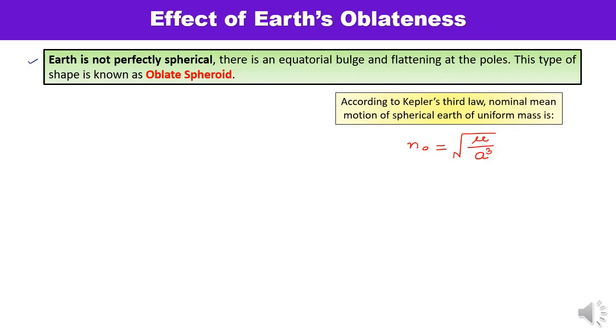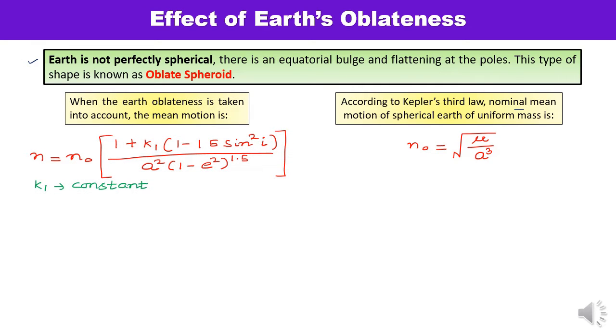According to Kepler's third law, when we have to calculate the nominal mean motion of the satellite, you can calculate it by using this formula: n0 equals square root of mu upon a cube. But if we consider the Earth oblateness, then when calculating this particular factor, the mean motion can be calculated from this formula. You must note it down.